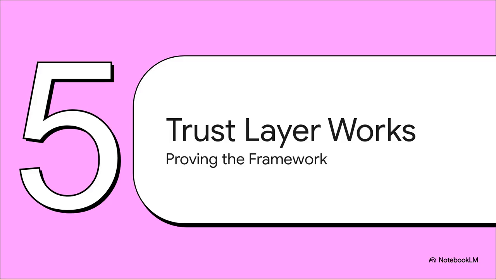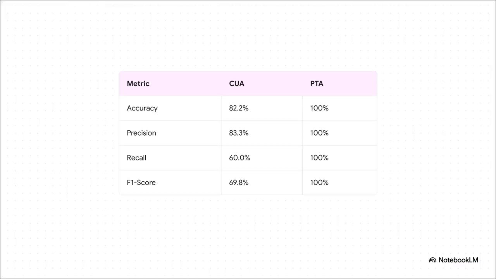Let's hit section 5, proving the trust layer works, proving the framework. Now check out these numbers from a custom VS Code extension test suite. This really highlights the danger of asking an AI agent to basically grade its own homework. Look at the CUA, or Computer Use Agent Self-Assessment numbers. It had a recall of just 60%, but the PTA Dominator tree method, it hit 100% across the board in differentiating successful executions from actual bugs.